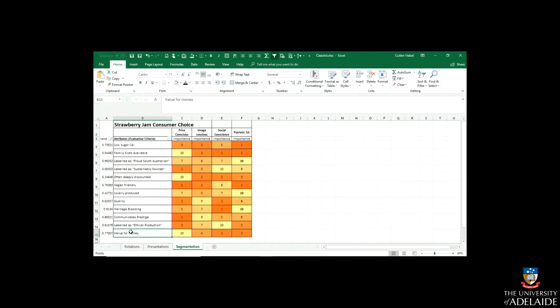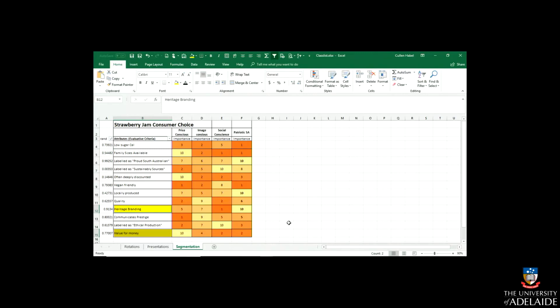I got value for money there. It's my last day before Dry July, so there we go. Value for money and heritage branding. Yep, good. Put those in. Make sure I know what I'm looking at, and we can plot from 1 to 10.